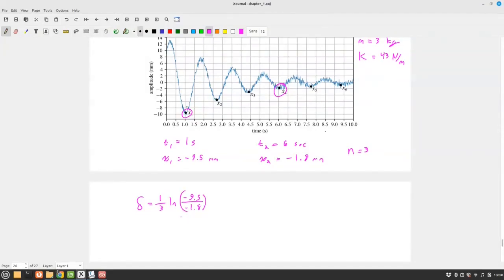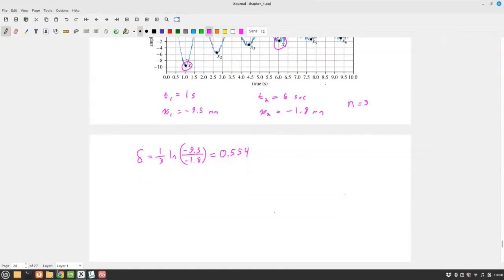Put that into your exam approved calculator, and you can get 0.554, probably a bit more precise than we need. But that gets you my decrement, right? So from that, I know that zeta is equal to delta over the square root of 4 pi squared plus delta squared.